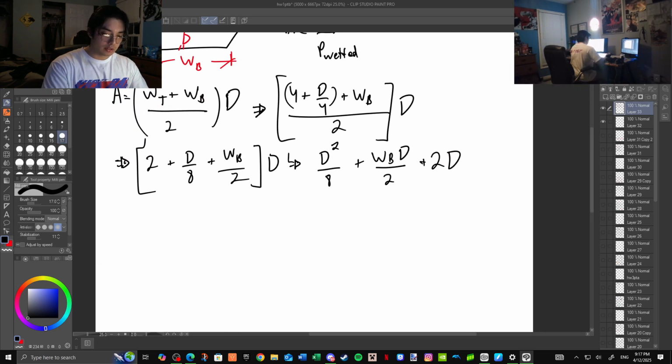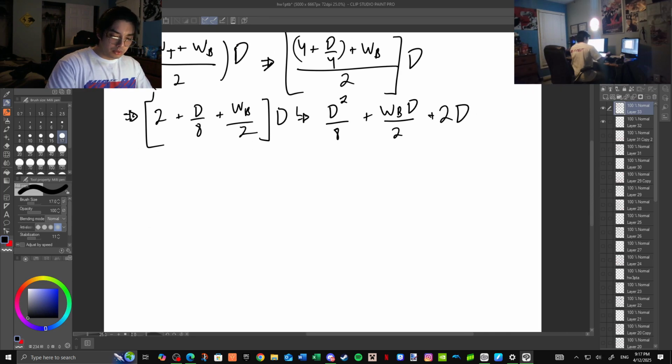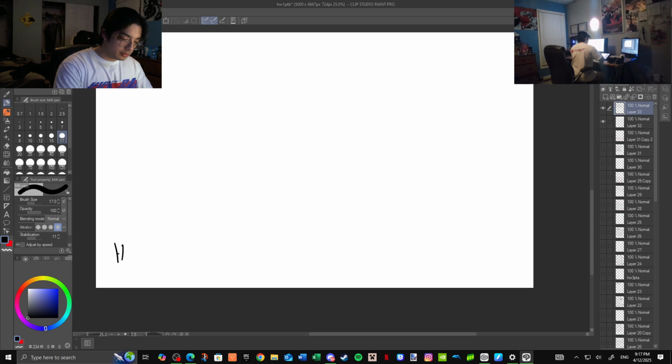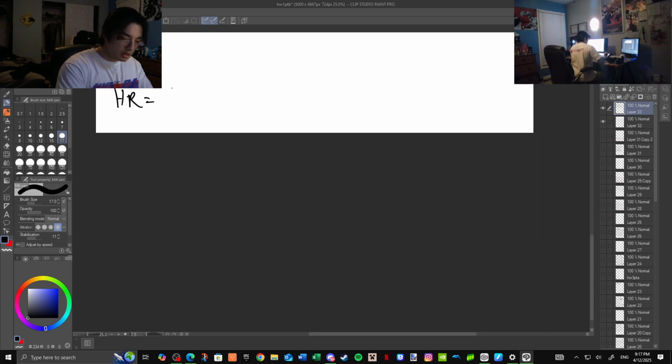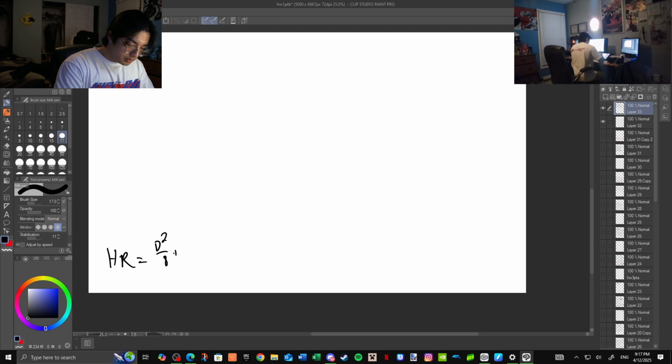So that is technically our area for the hydraulic radius. We'll put it at the bottom for now. So hydraulic radius will be equal to D squared over 8 plus WBD over 2 plus 2D.